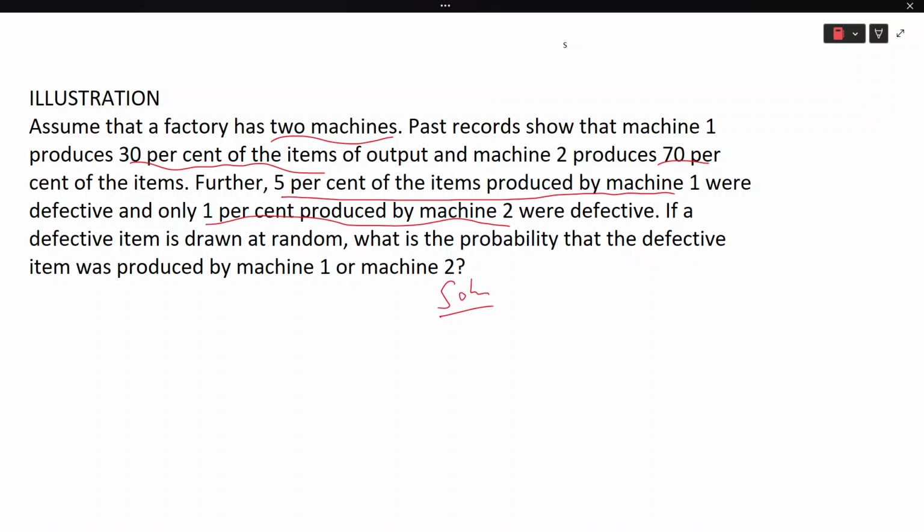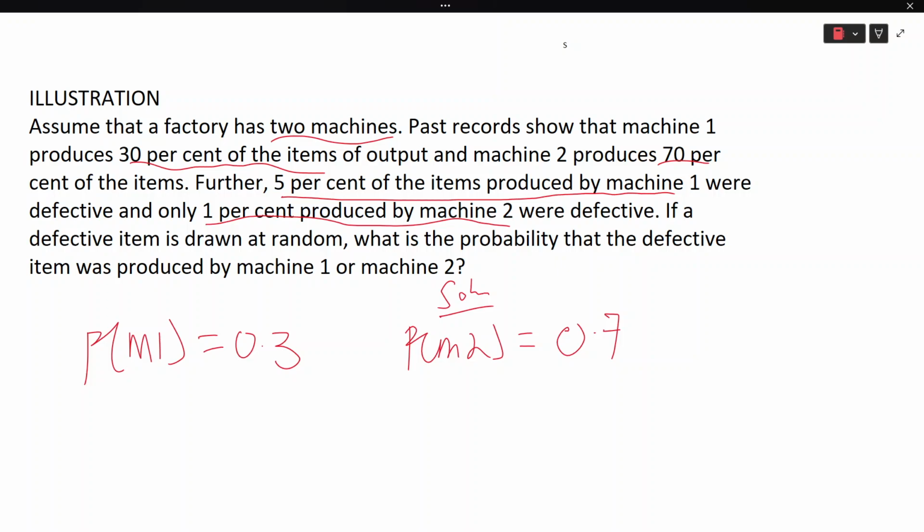Now let's extract key information from the question. From the past, we know, so that's what we believe. That's our initial probability for machine 1. The probability of machine 1, the total number of items that machine 1 produced, is 30%, which is 0.3, and that of machine 2 is 70%, 0.7.